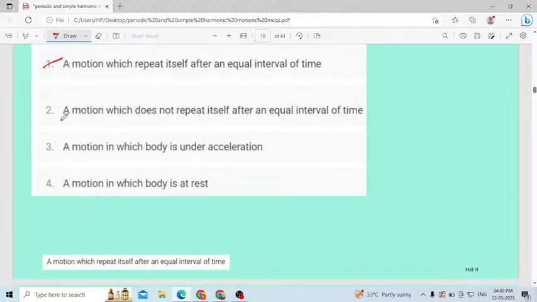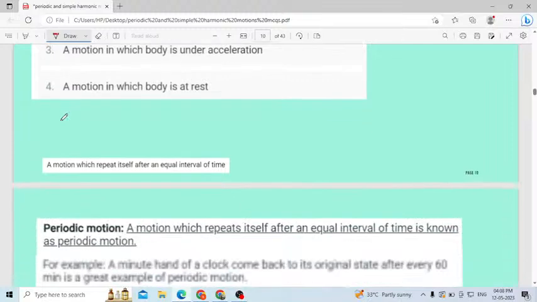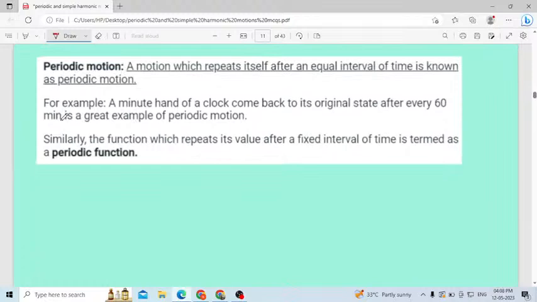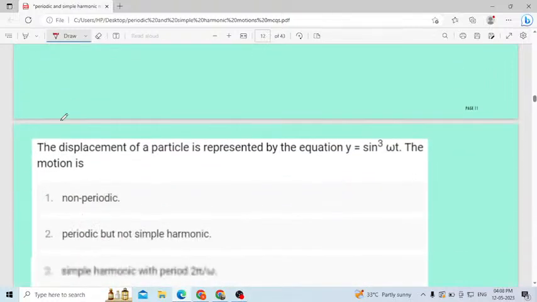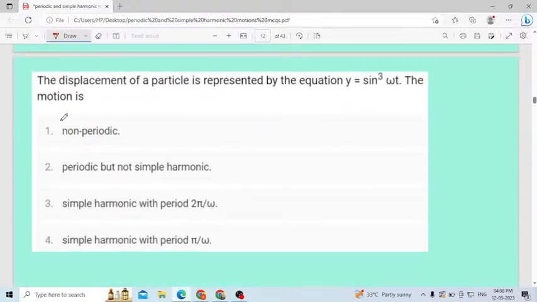A motion which repeats itself after an equal interval of time. Here I included the definition, everything. Read it. Orderly I explained it in the theory class. Refer to that one. Next question.